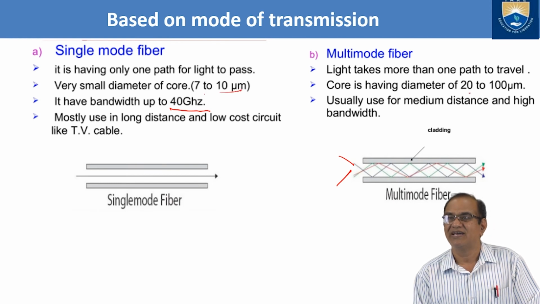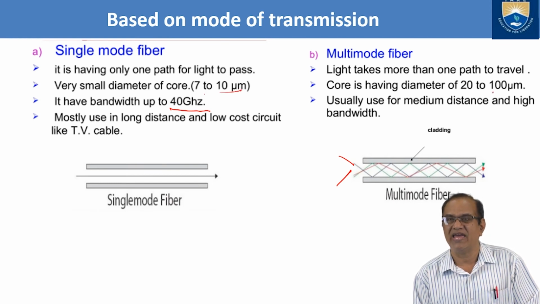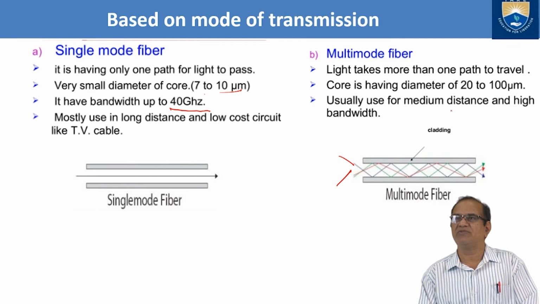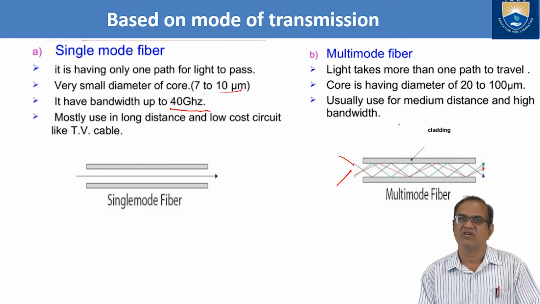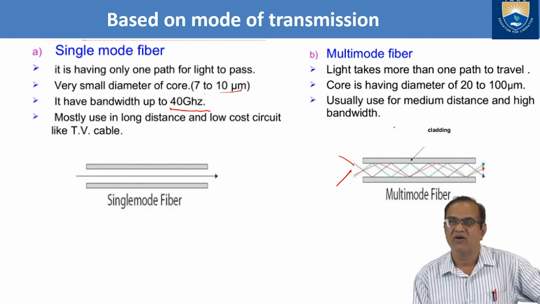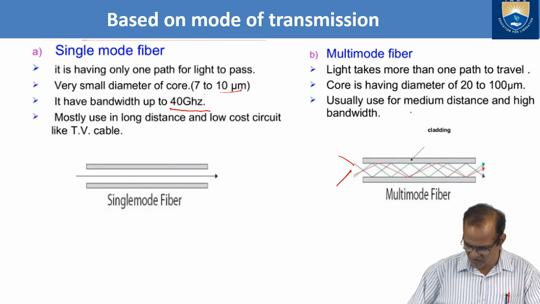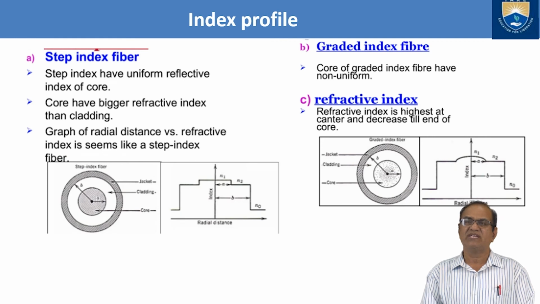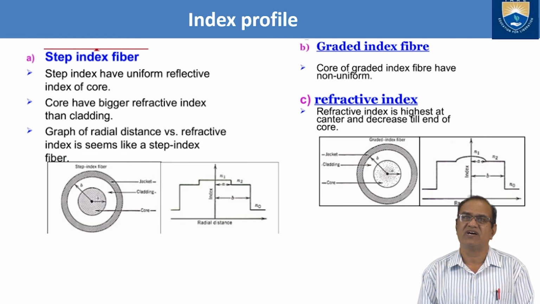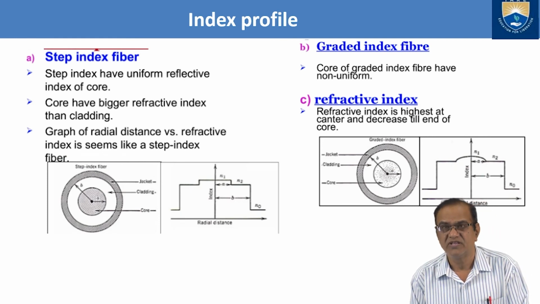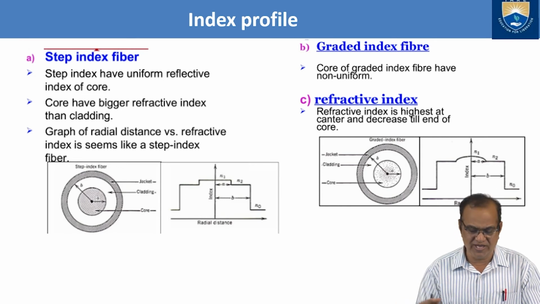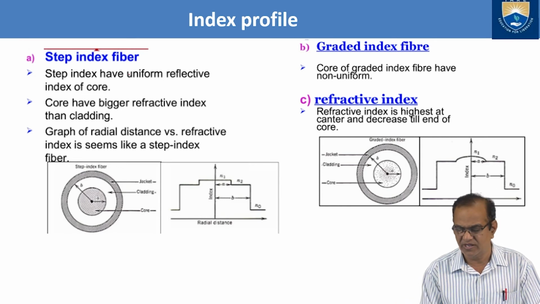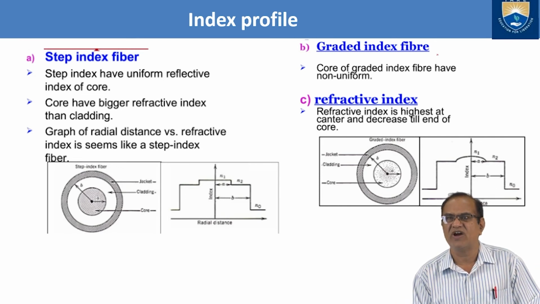But here the size of this thing is higher. Usually used for a medium distance and a high bandwidth. So here for the medium distance and the high bandwidth we use the multi-mode fibers. Next is the index profile of the fiber cable. So we have here step index fiber, then graded index fiber and then refractive index fibers.